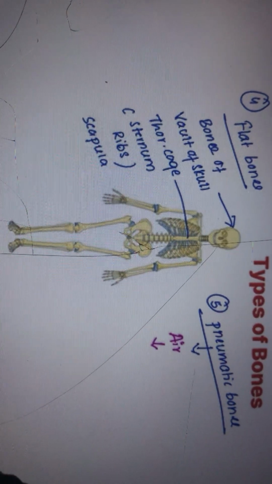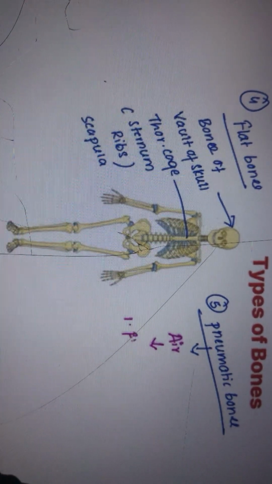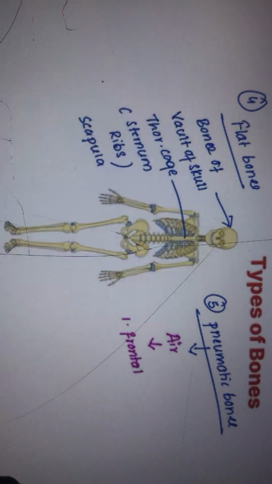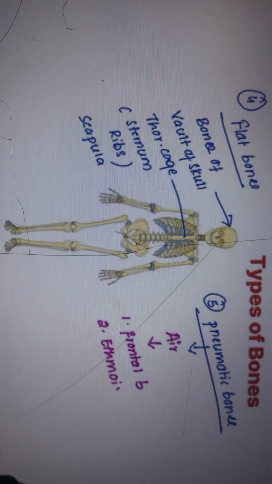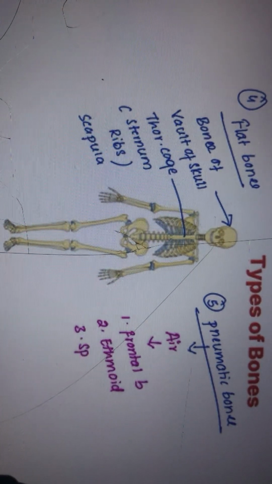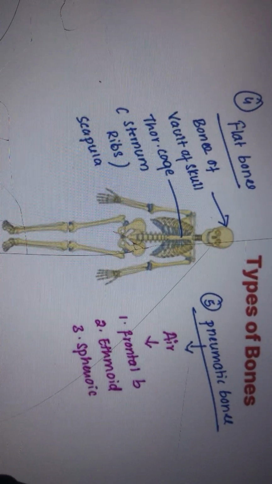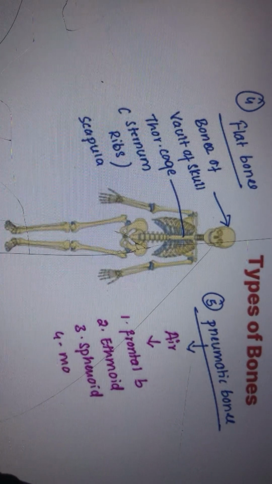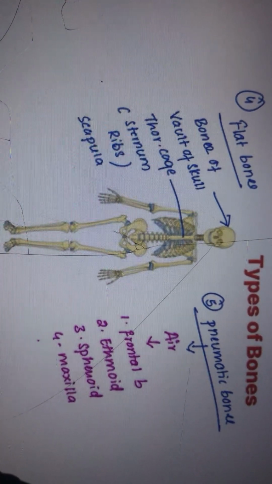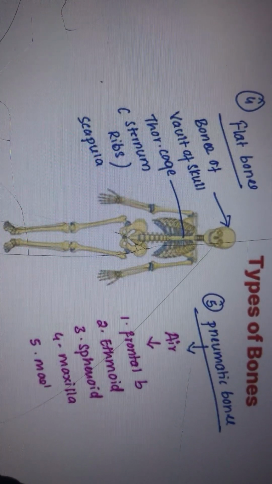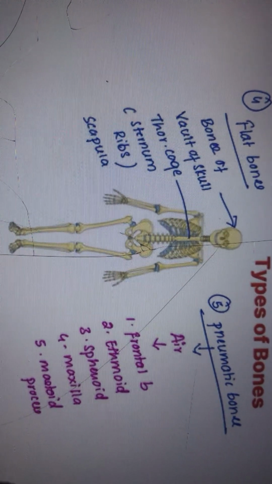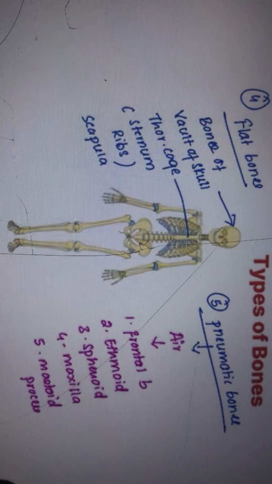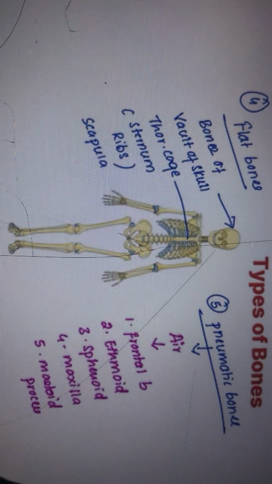Remember, examples for such bones include the frontal bone, then we have the ethmoid, right? Then we have sphenoid, right? And then we have the maxilla, right? And we also have the mastoid part of temporal bone. All these bones actually contribute to formation of facial skeleton, right?